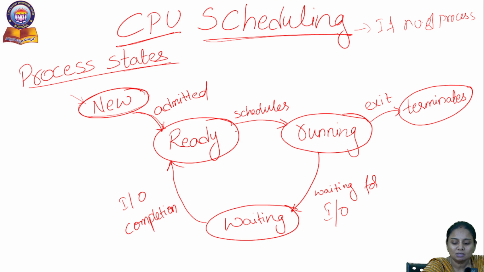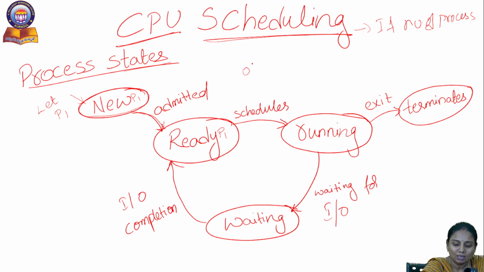From the ready state, once a CPU is allocated to a particular process, let's think process 1 has been created. Whenever process 1 is created, it enters the new state. Once it is ready for execution, it enters the ready state. Process 1 moves from the new state to the ready state.